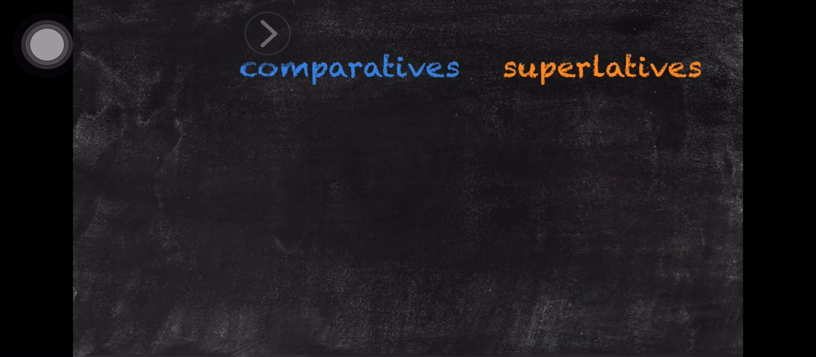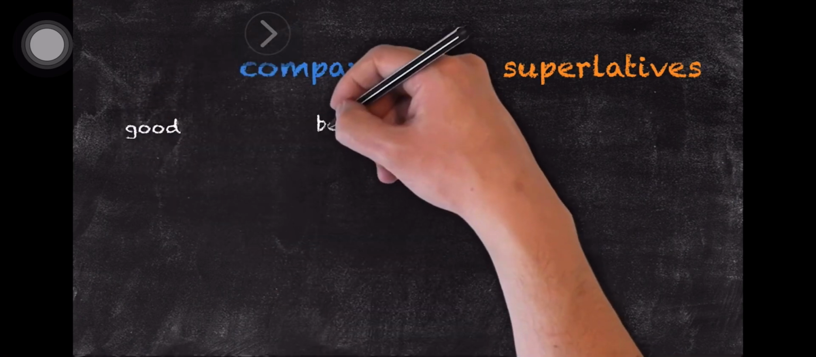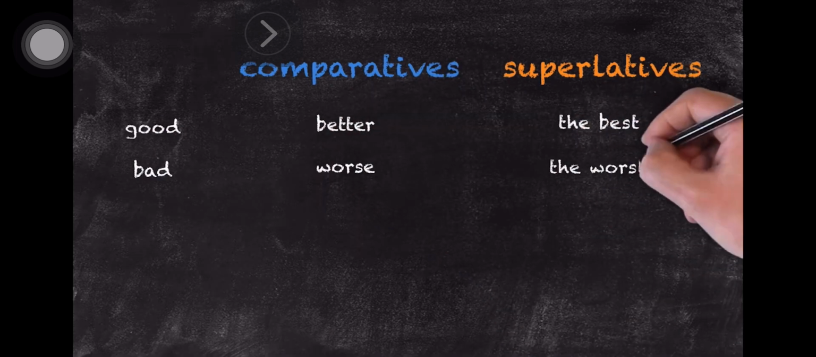And finally, when looking at our comparatives and superlatives, we must be aware that there are some irregular comparatives and superlatives. Two of the most common are the adjective good changing to the comparative better and to the superlative the best. We also have the adjective bad changing to the comparative worse and the superlative the worst.